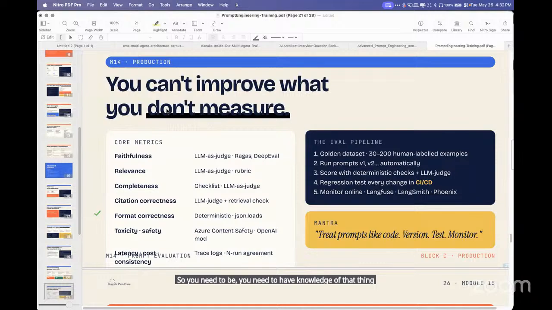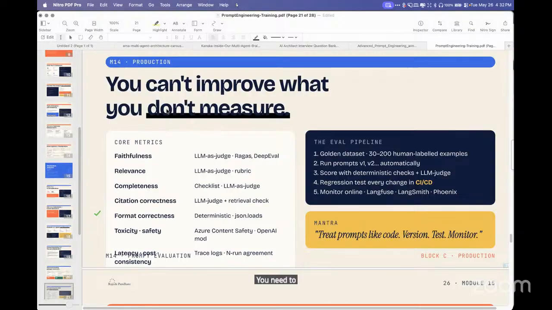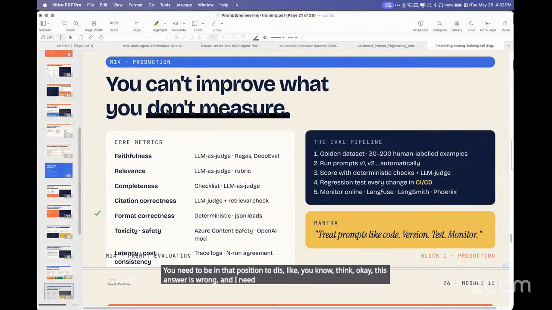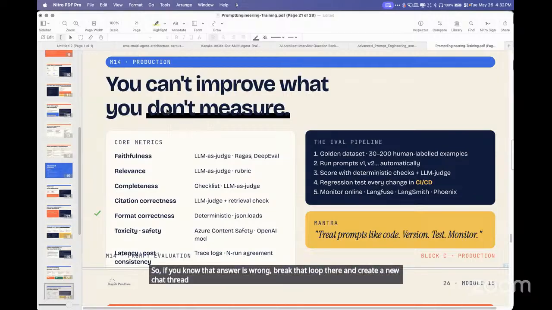If that answer is wrong, you need to be in a position to think, okay, this answer is wrong, and I need to give the prompt to the LLM in such a way that it will give me the right answer. In case of a wrong answer, don't argue with the LLM, because you cannot win, and it will always create a whole world to prove its answer is correct. So if you know the answer is wrong, break that loop, create a new chat thread, and use proper prompting to get the correct answer. That's your responsibility, not the LLM's responsibility. That is the main thing you need to be aware of.